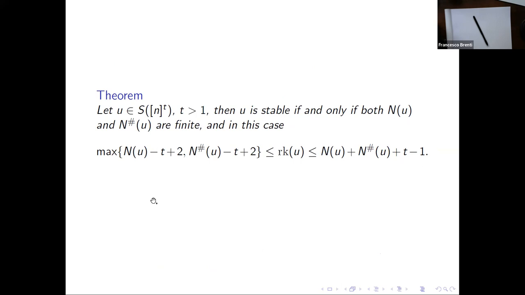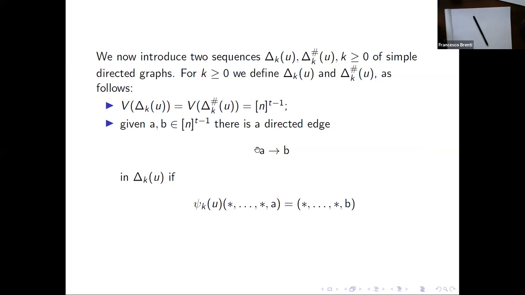Okay, so now I'm going to define some other graphs, delta k and delta k sharp. You have already seen delta 0. So this is a generalization of that definition of delta 0. The vertex set of these graphs is the t minus 1 dimensional discrete hypercube of side n. As with all these graphs, given two vertices of this discrete hypercube, you put a directed edge from A to B if and only if psi sub k of u can change these last coordinates into these last coordinates. Before we had k equals 0, and psi 0 is u inverse, and this is exactly the definition I had before. So I am extending the definition to psi sub k of u. I put an edge if psi sub k can change these AIs into these BJs.